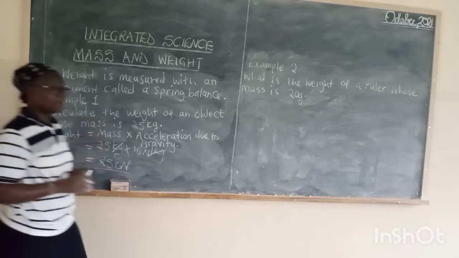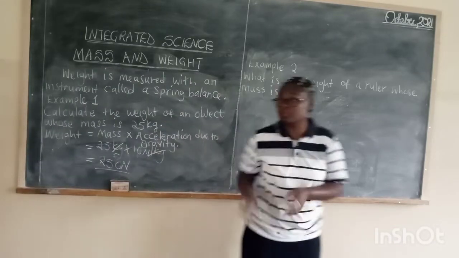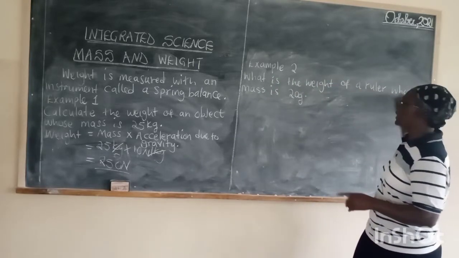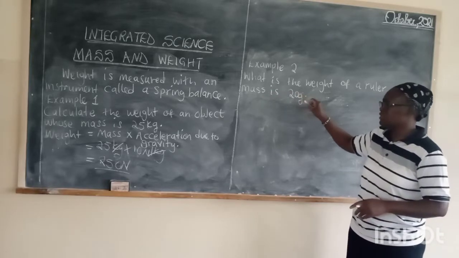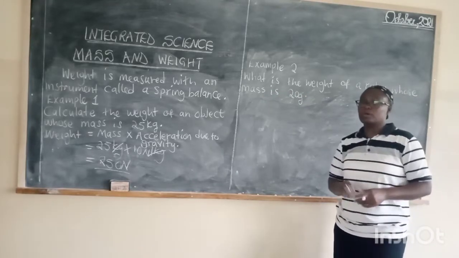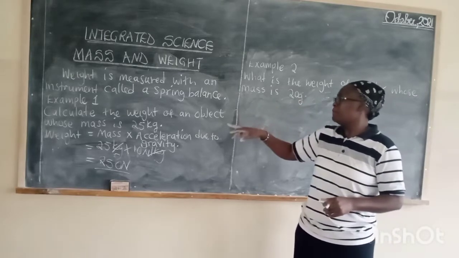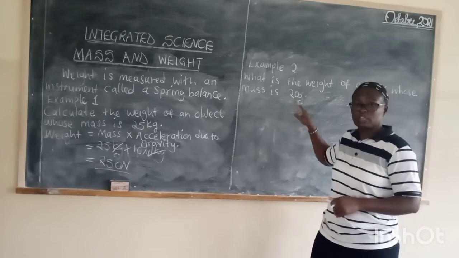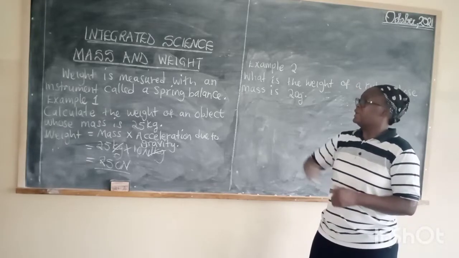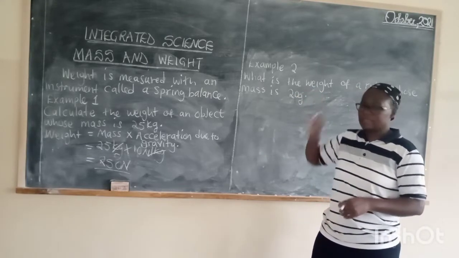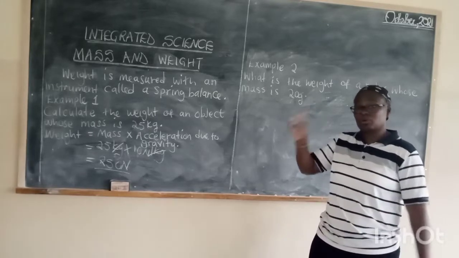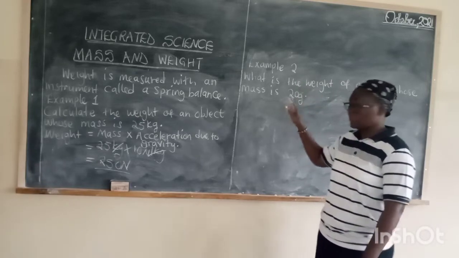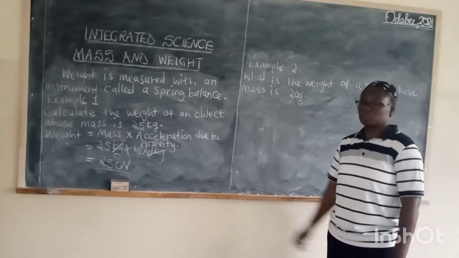Let's look at the second example. It is totally different from this first one. Very good. So what is the weight of a ruler whose mass is 20 grams? Now, here if you just do mass times acceleration due to gravity, you use the 20 grams, you get it wrong. Why? It has to be in kgs. And that's why we learned how to convert from grams to kgs. So that's what we need to start with before we calculate the weight.